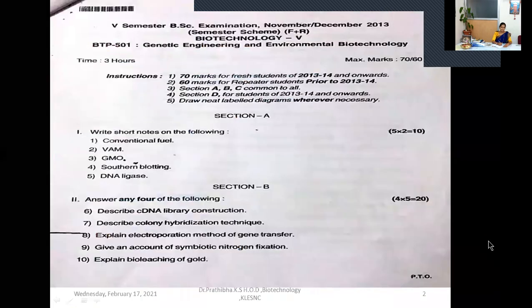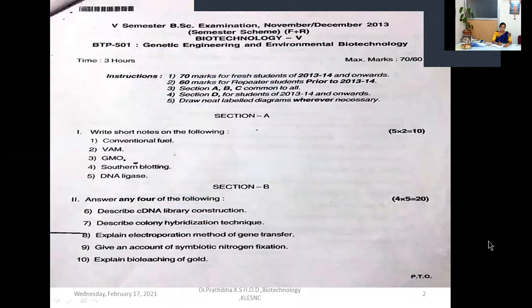Okay, now let us go through the university question paper. Here you can see this is the 5th semester BSc examination November or December 2013 question paper, Genetic Engineering and Environmental Biotechnology. Okay, 70 marks for fresher students, that was during 2013-14. Now also you're writing for 70 marks.